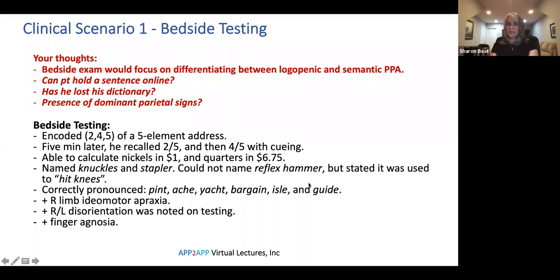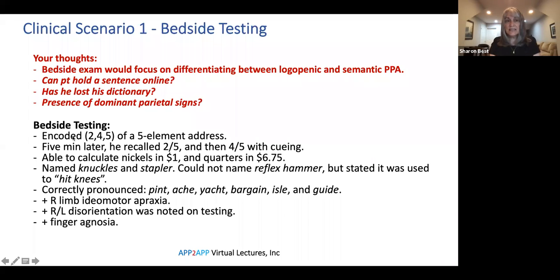Now, here's his bedside testing. Our thoughts are the bedside testing would focus on differentiating between logopenic and semantic because he doesn't have any agrammatism and he doesn't have apraxia of speech. So we've narrowed it down to 2 already. So remember, with logopenic, the hallmark's going to be that he can't hold a sentence on line. And then with semantic, the hallmark's going to be, did he lose his dictionary? And then we may want to check for the presence or absence of dominant parietal signs because that will lend us to the one that has the AD etiology, which is a logopenic.